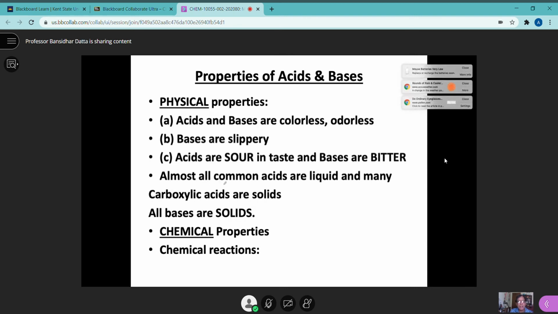Almost all common acids are liquid. And many carboxylic acids are weak acids, by the way. Carboxylic acids are weak acids, and they are basically solid.